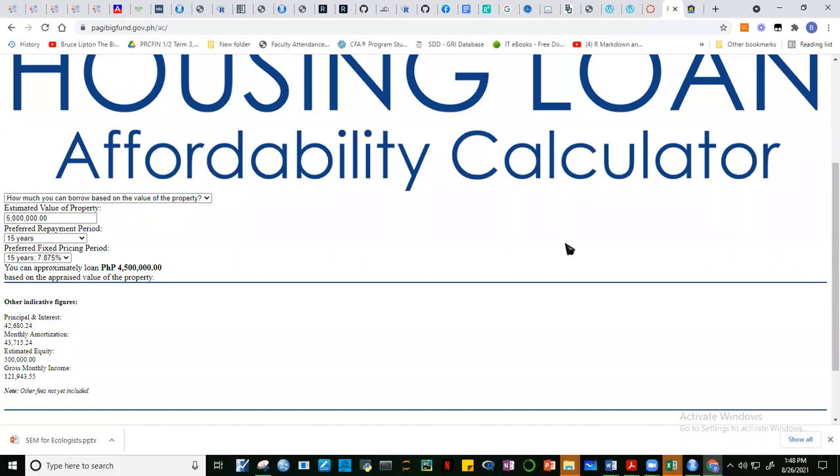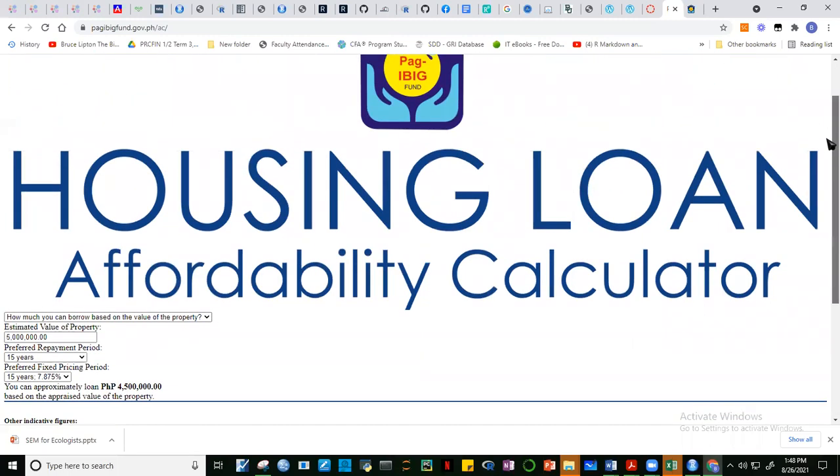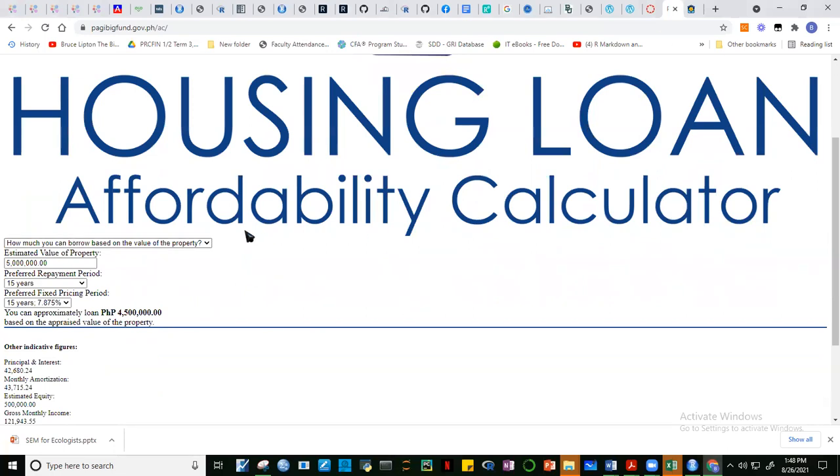Ito. Okay, affordability calculator. We will assume, guys, na maglo-loan tayo ng 5 million. So tingnan natin kung ano mangyayari. Dito sa site na to, may drop down. Sabi, click what you want to compute: how much income is desired, or how much you can borrow based on the value of the property. Okay, so kindly put here 5 million. So i-assume natin na ang value ng property na bibilhin natin is 5 million.